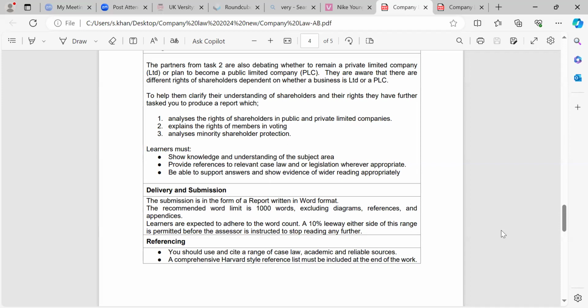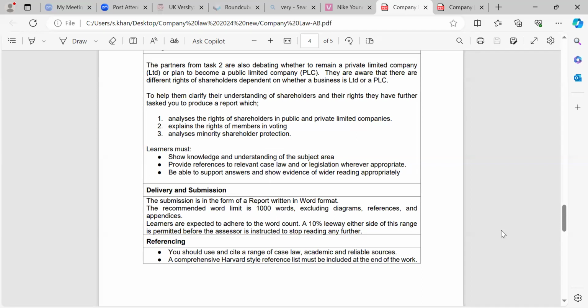Number 2, explains the rights of members in voting. And number 3, analyses minority shareholder protection. So within task 3, you have 3 parts to do, and make sure they're all under headings, and when you do them under headings, make sure you start writing under the headings, okay?